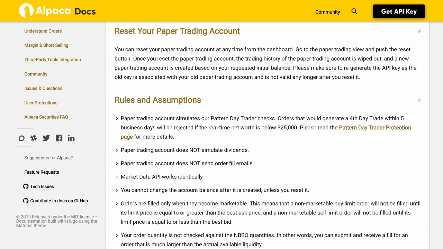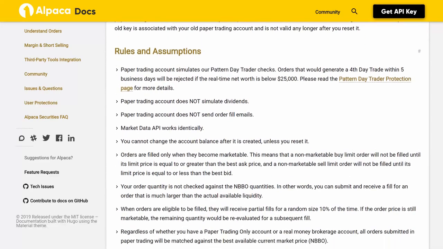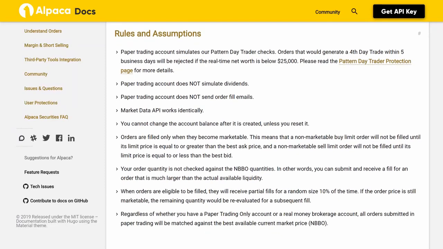Rules and assumptions. Paper trading account simulates our pattern day trader checks. Orders that would generate a fourth day trade within 5 business days will be rejected if the real-time net worth is below $25,000. Please read the pattern day trader protection page for more details. Paper trading account does not simulate dividends. Paper trading account does not send order fill emails. Market data API works identically. You cannot change the account balance after it is created, unless you reset it.